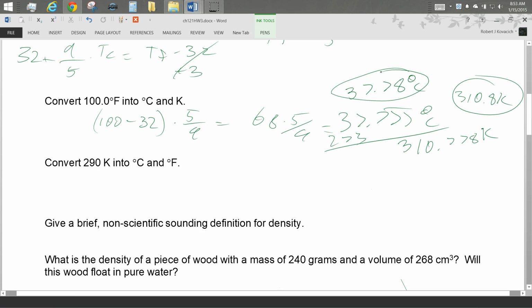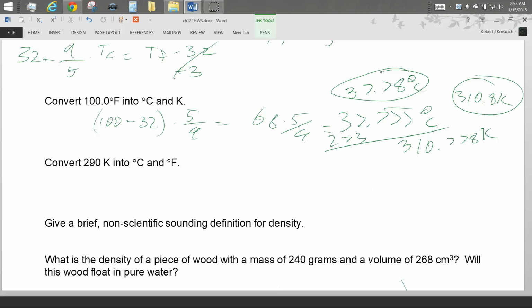Do you notice that the degree symbol isn't attached to the Kelvin number? Does anybody have any idea why? The Kelvin temperature is the temperature, and the Fahrenheit and the Celsius are degrees of the temperature. They're not the actual true scientific temperature, where the Kelvin one is.